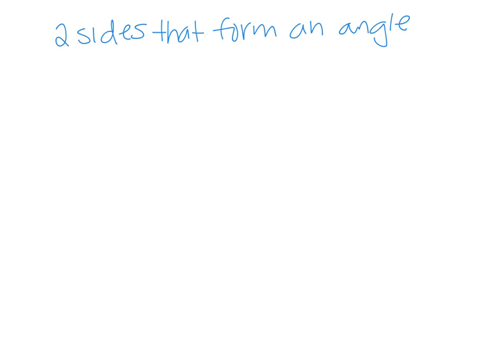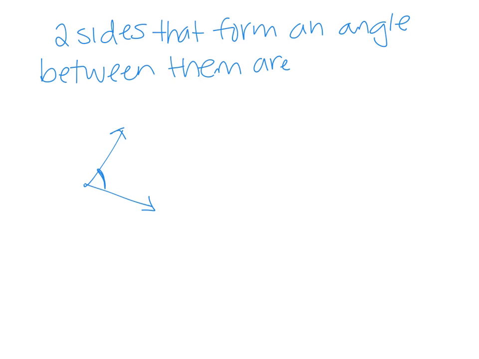So when we talk about angles that are in between, okay, so we have 2 sides that form an angle between them. Okay, so I have 2 sides. So for example, I have these 2 here. They form an angle between them. They're said to include the angle.